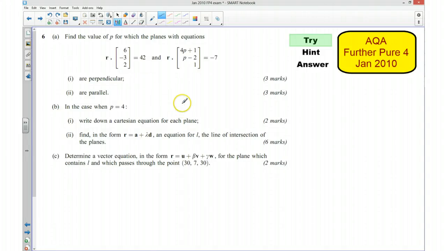Hi, this is question number 6 from AQA Further Pure for January 2010 paper. This video is going to be split into 3 parts. First part, you're going to have a go at trying the question yourself. The second part, I will give you a hint and you can use that to have a go at doing the question yourself. And for the third part, I will go through the answer to the question.